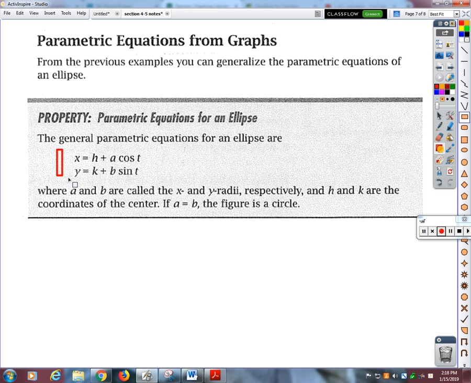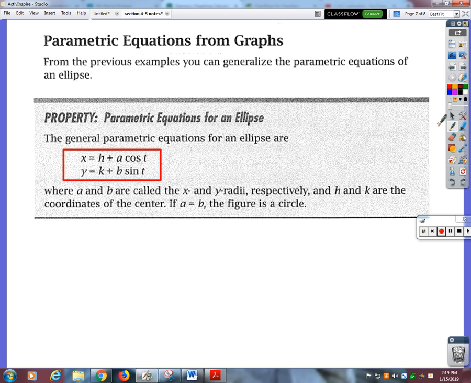This is the general parametric equations for an ellipse. H and K tell you the x and y coordinate of the center, and A and B tell you how far to go in the x direction and how far to go in the y direction. And of course, what would happen if A and B were equal? Then it would be a circle, because it would stretch the same amount in both directions.